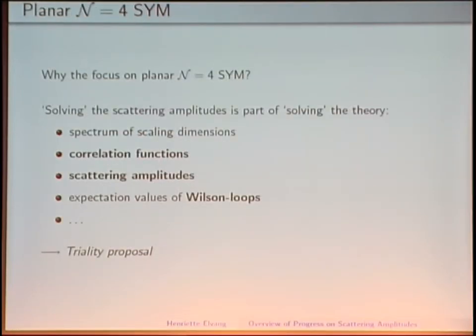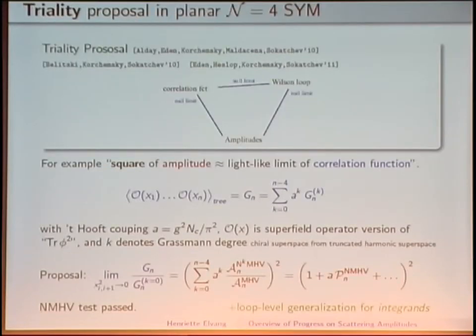Now, I mentioned that other directions for solving N=4 super amplitudes involve correlation functions and Wilson loops. But there's recently been a so-called triality proposal that correlation functions and Wilson loops and scattering amplitudes actually know something about each other, at least in certain limits. So the idea here is that you have a connection between correlation functions and Wilson loops and amplitudes, but of course you have to take the locations where the operators sit. They have to be null separated.